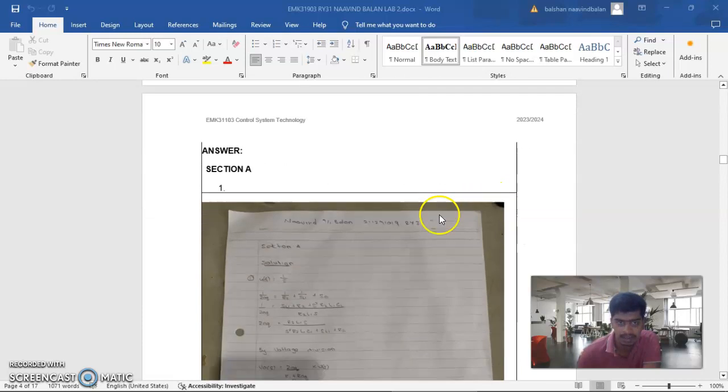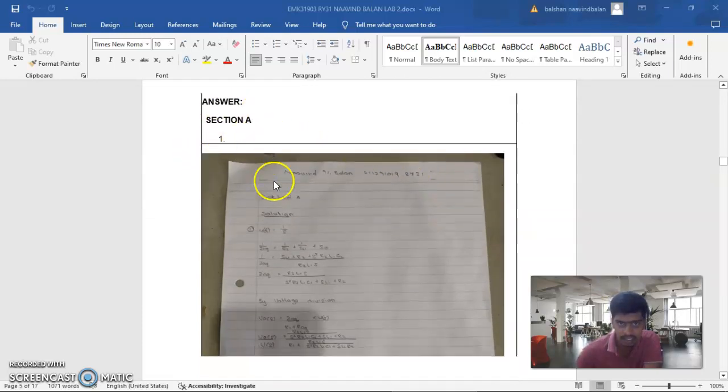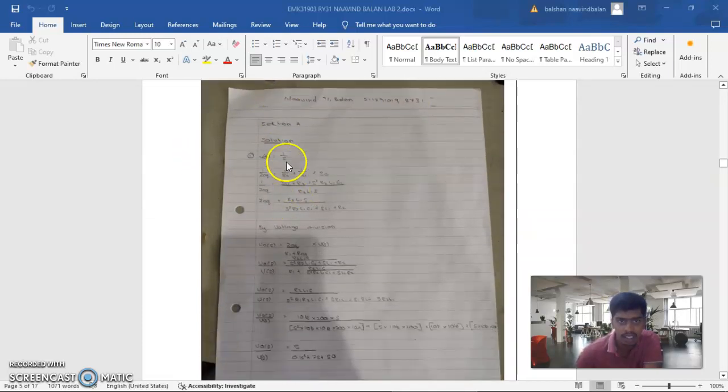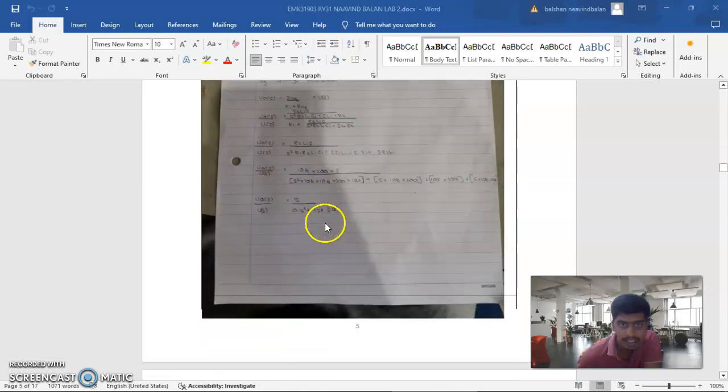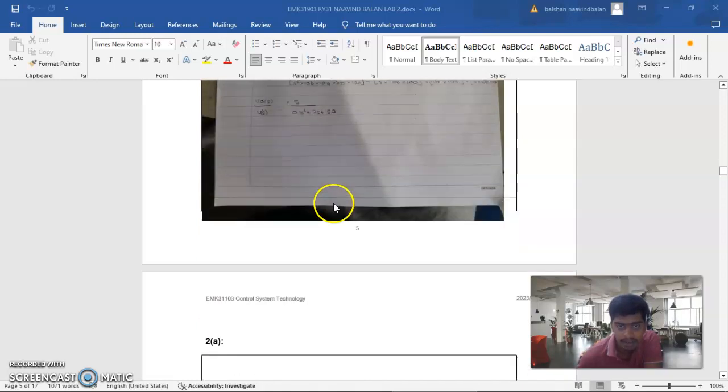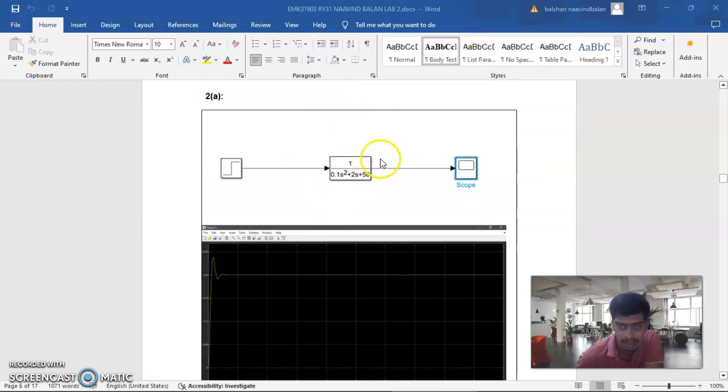For the first part, I did the calculation. These are the calculations. Ut is equal to 1 over s. I substitute in the resistance and the inductance and so on, so we get the answer like this: 1 over 0.1 s squared plus 2s plus 50. I then substitute this into the circuit. This is the step, transfer function and the scope.